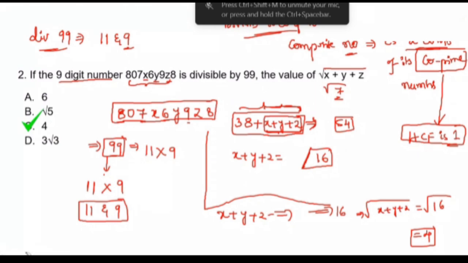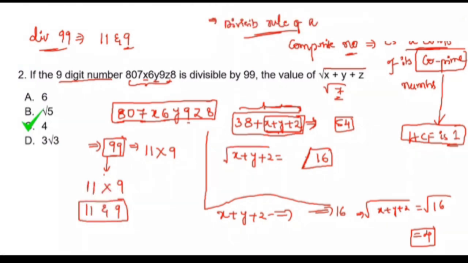Now what is he asking? Square root of x plus y plus z. Now take the square root of this 16. Square root of 16, that is in our concept. So what should be the sum of them? That should be equal to 4.